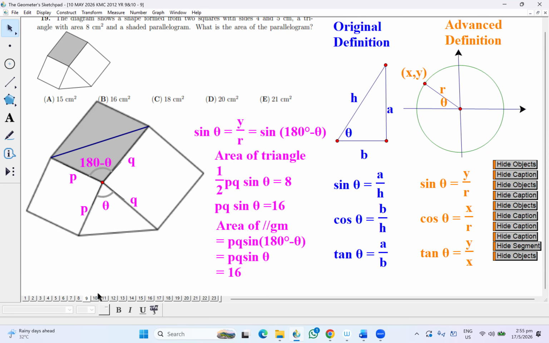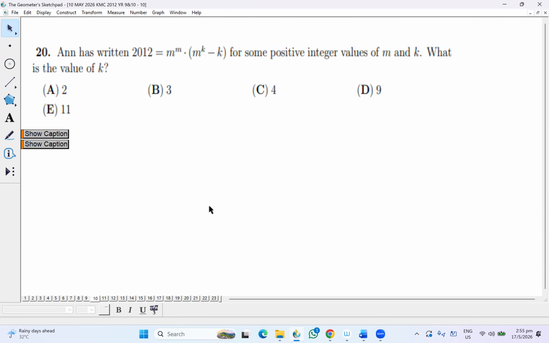You can do one more question. Okay. 2012 equals m power m, m power k minus k, for positive integers m and k. What is the value of k?